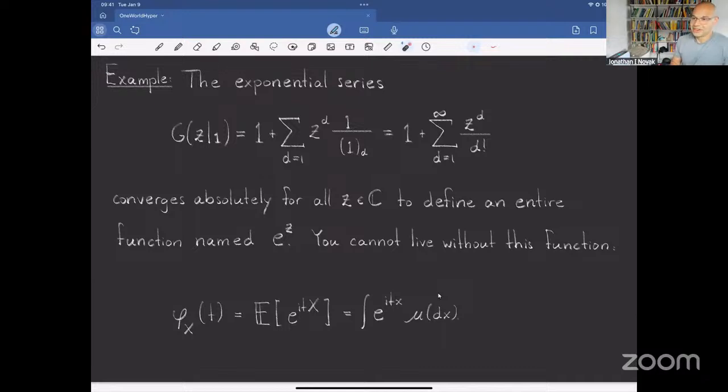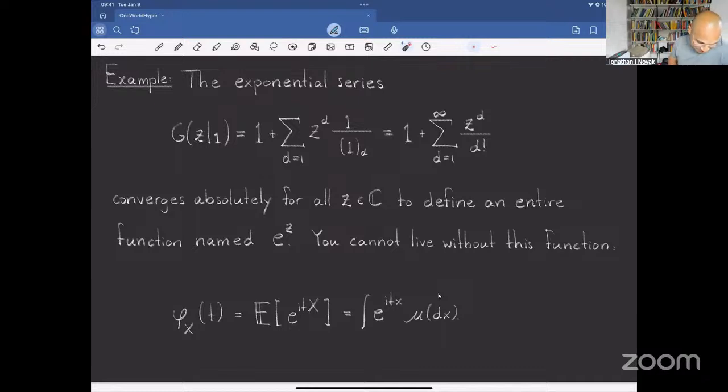And so you give it a name. We call it the exponential function. You can't live without this function no matter what type of mathematics you do. For example, if you do probability theory, if you would like to define the characteristic function of a random variable x, you need the exponential function. You can't do Fourier analysis without it.